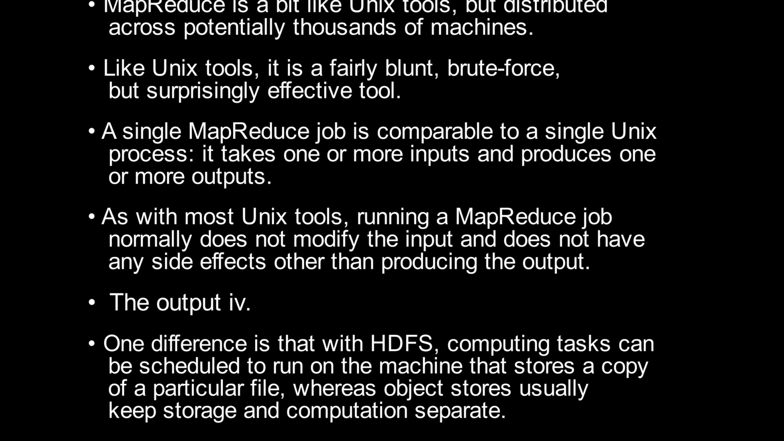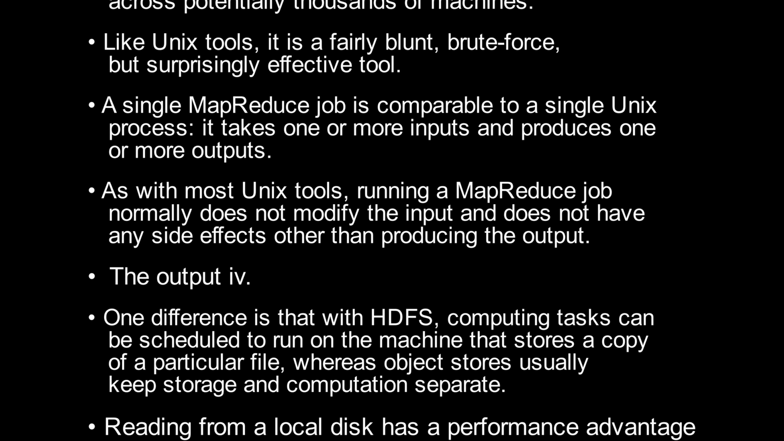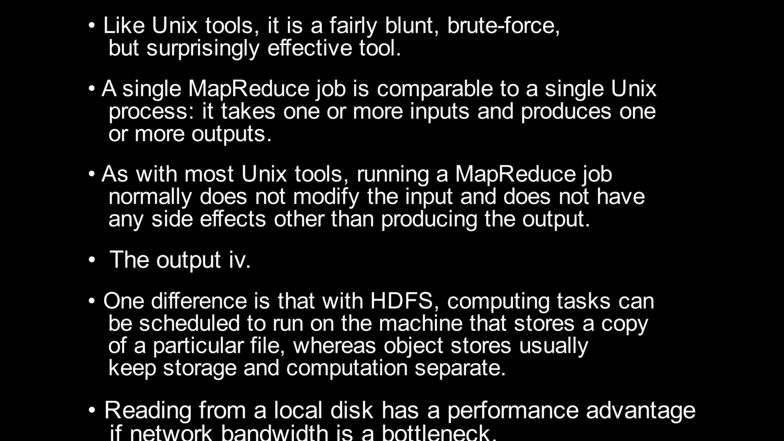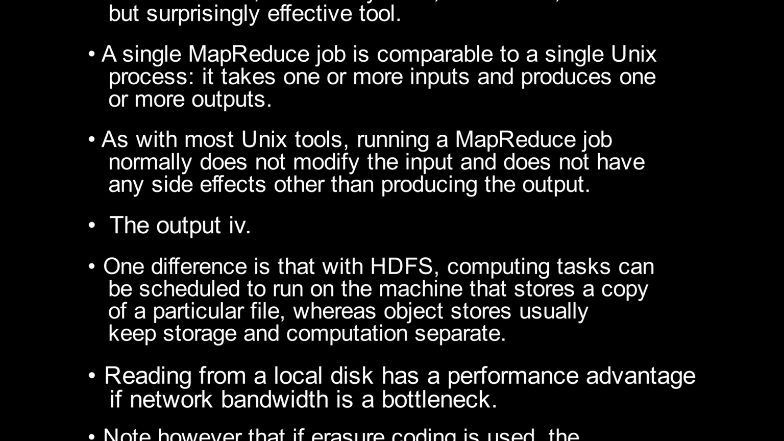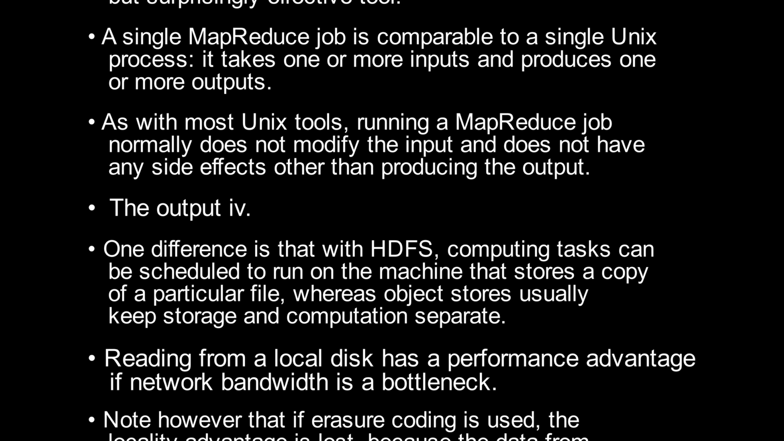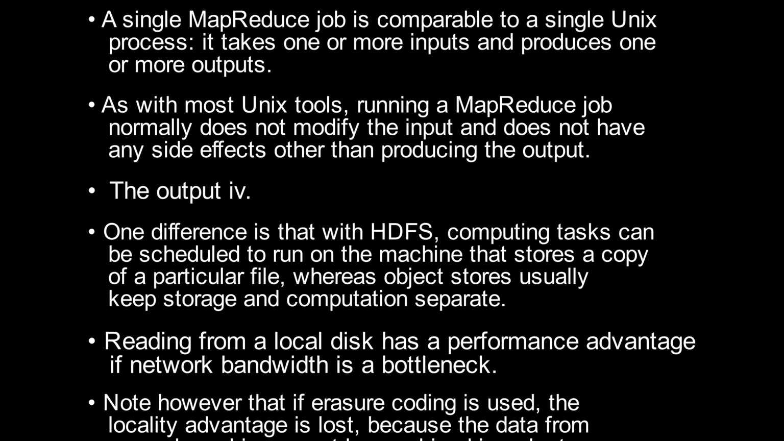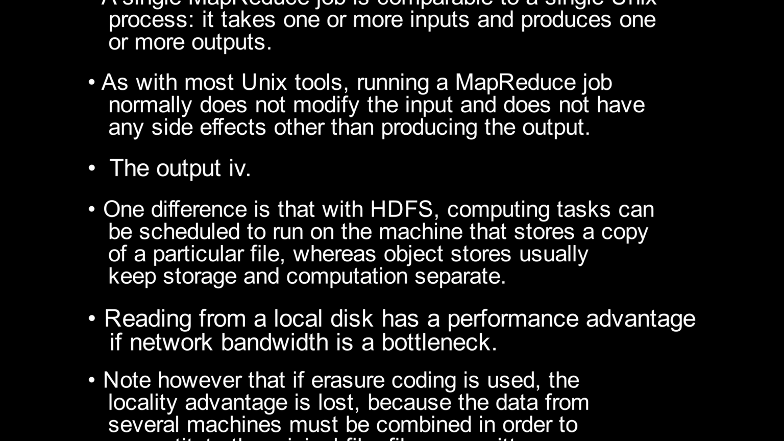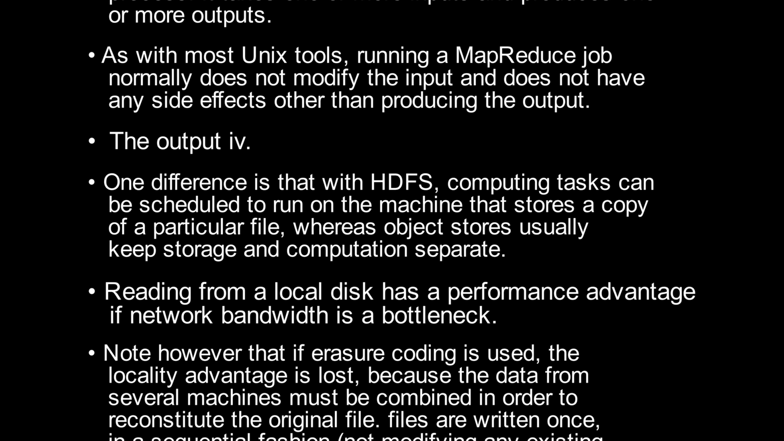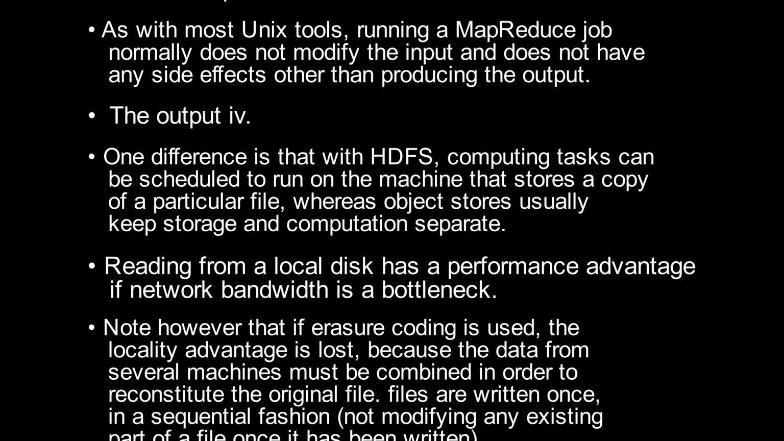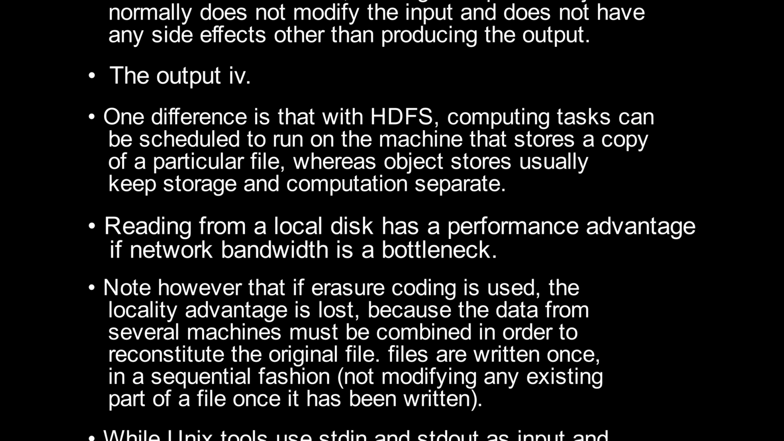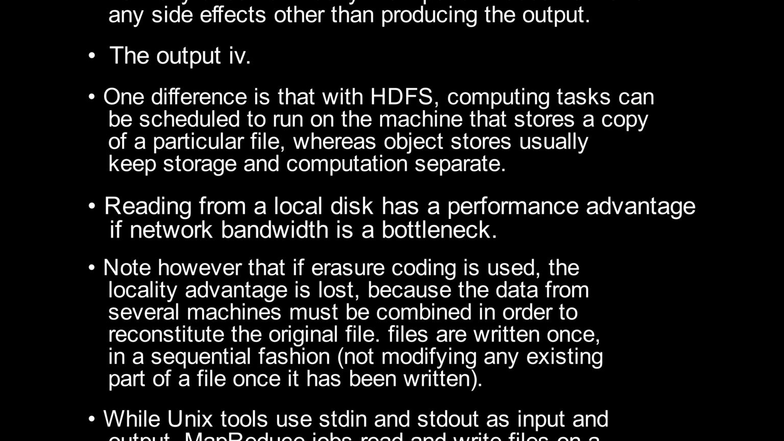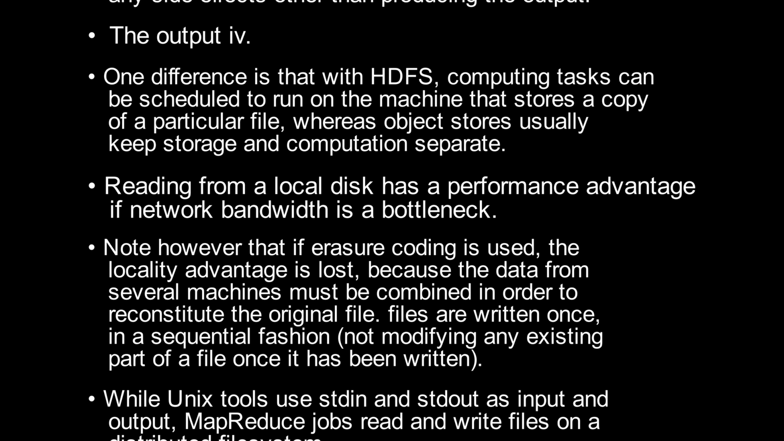One difference is that with HDFS, computing tasks can be scheduled to run on the machine that stores a copy of a particular file, whereas object stores usually keep storage and computation separate. Reading from a local disk has a performance advantage if network bandwidth is a bottleneck. Note, however, that if erasure coding is used, the locality advantage is lost, because the data from several machines must be combined in order to reconstitute the original file.